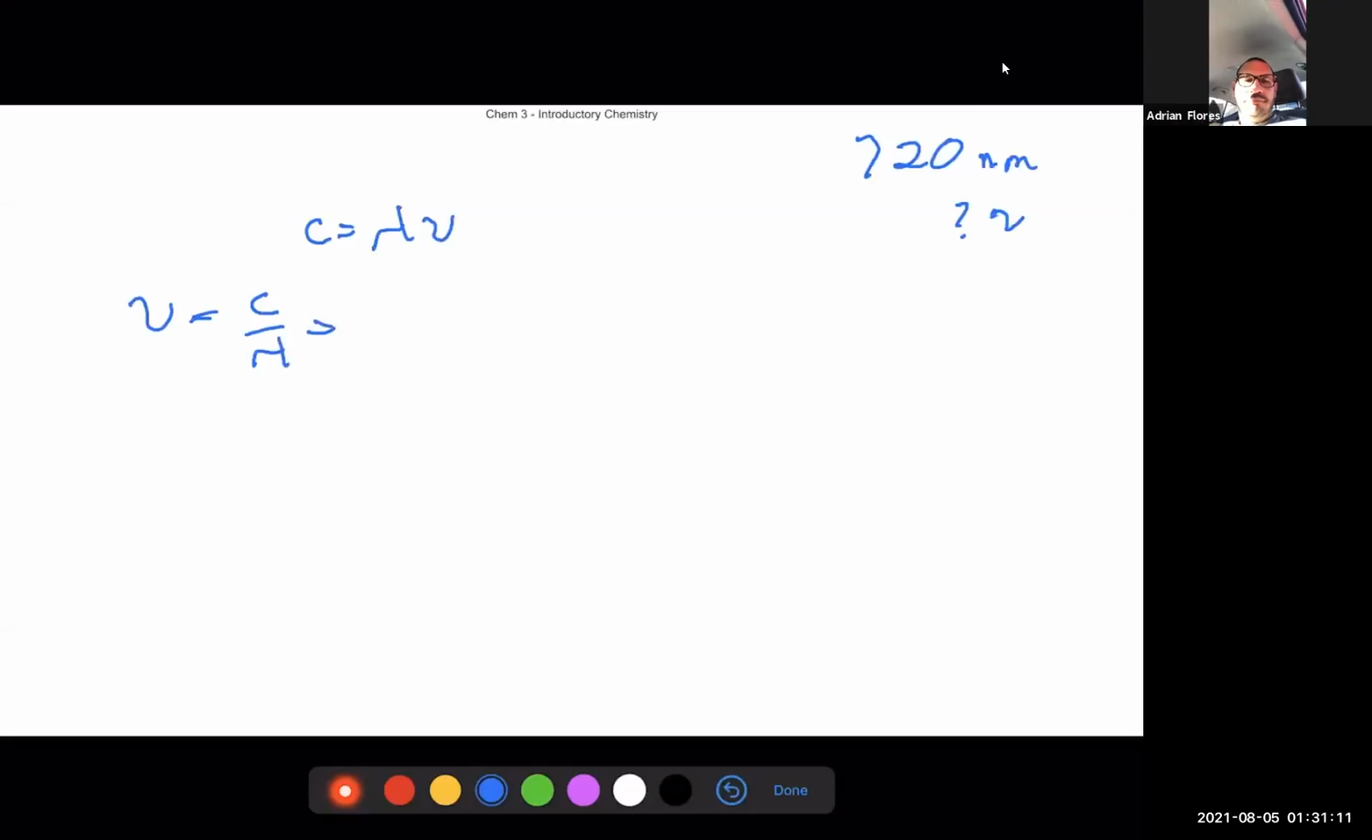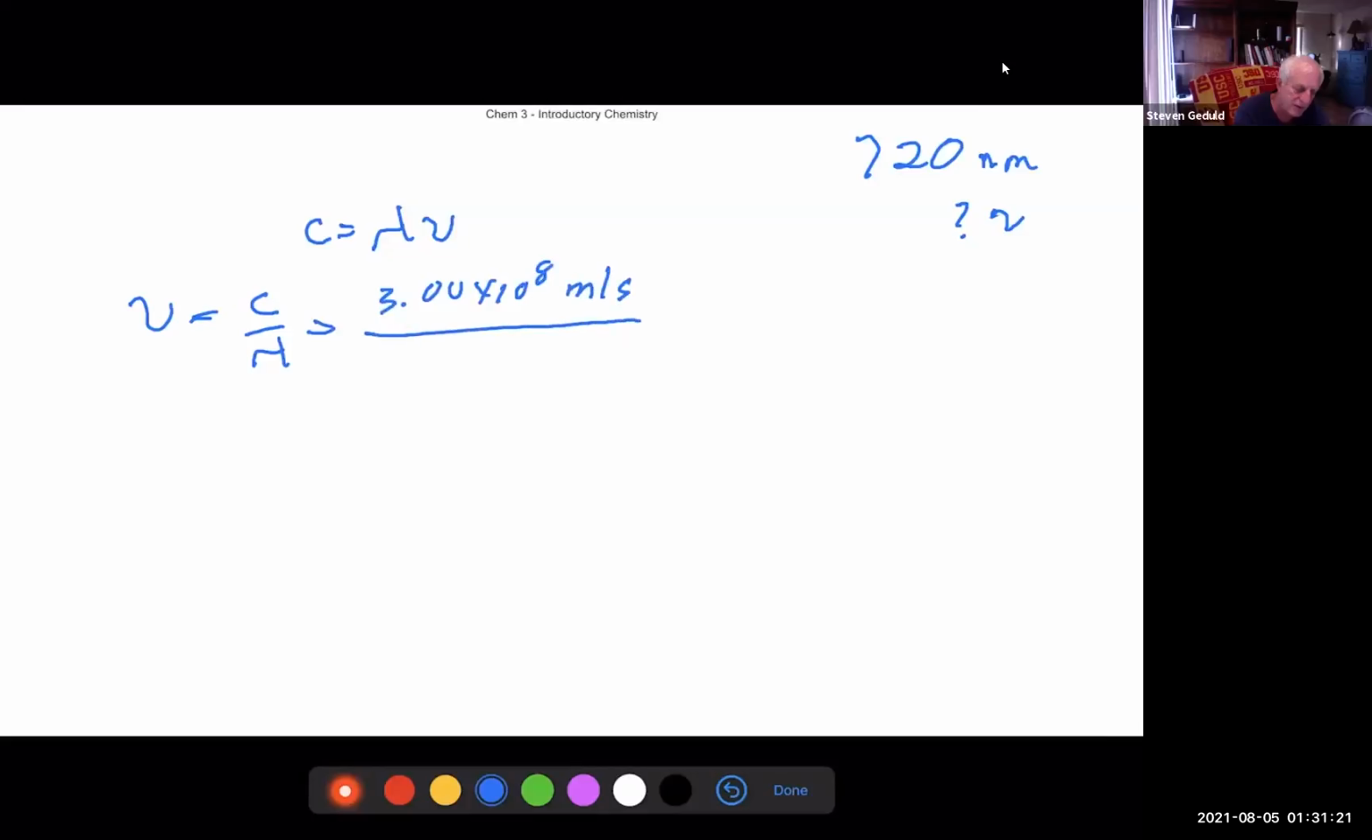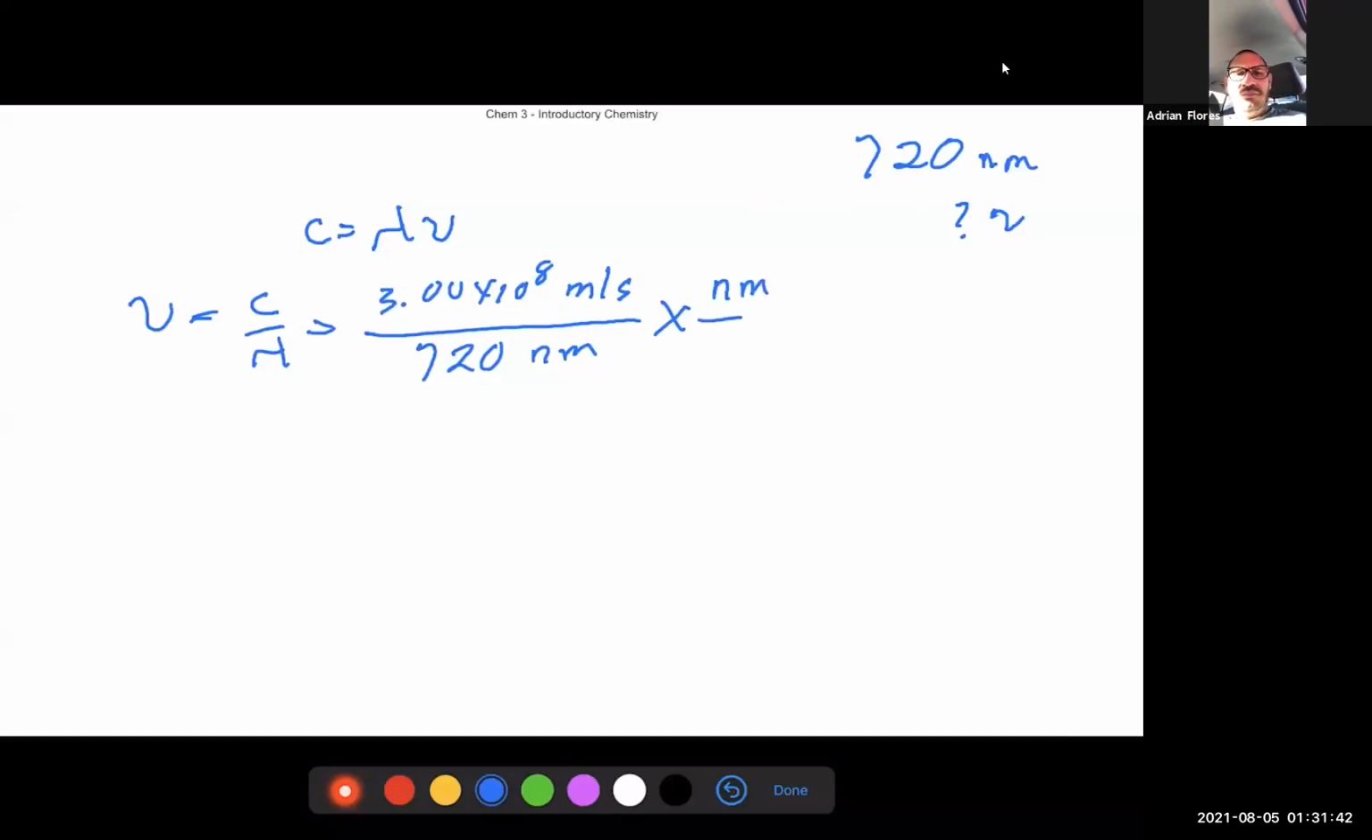C is 3.00, really fast, times 10 to the 8 meters per second. And the wavelength is 720 nanometers. Now, when you look at that, you realize meters are on the top, nanometers on the bottom. Those don't match. You have to have apples to apples, oranges to oranges. So let's put nanometers on the top so it cancels here, and then we'll put meters on the bottom and make this equal to 1.